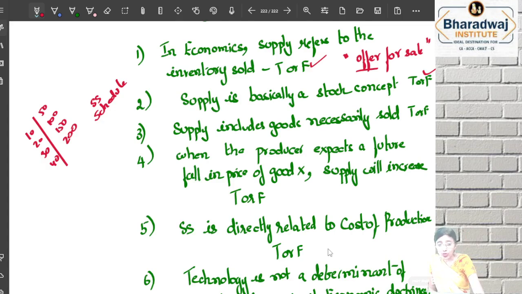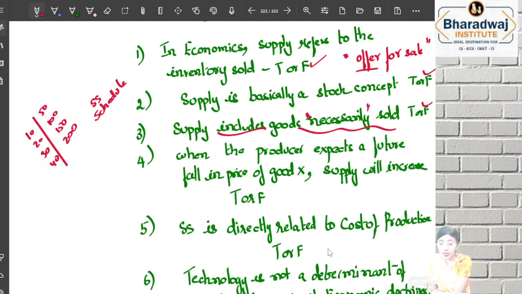Now supply includes goods necessarily sold. We can include goods which are sold also, necessarily sold. False. Nitin is strongly saying false. Karan is strongly saying true. It is false. They will try to mesmerize you through these terms. It is only offer for sale, nothing more. But they will use these terms to confuse you a bit.